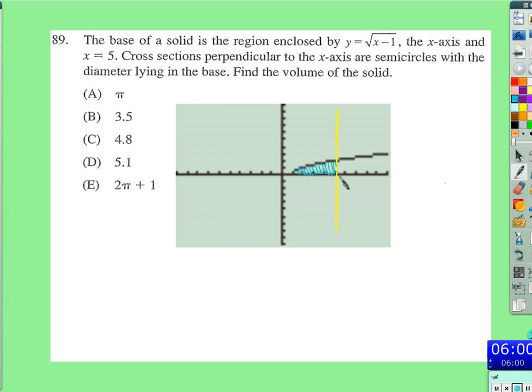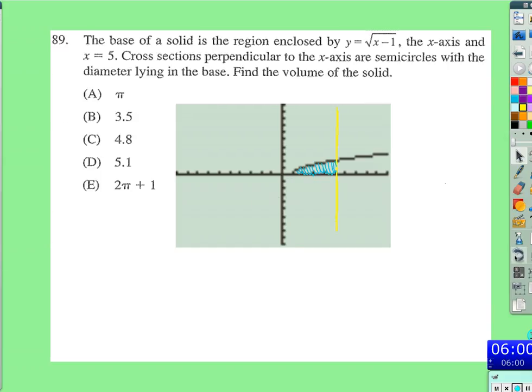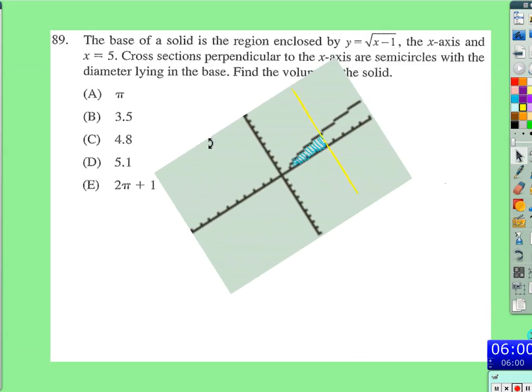And it's cross sections that are perpendicular to the x-axis. Perpendicular to the x-axis are semicircles. What does that mean? Cross sections perpendicular to the x-axis are semicircles. Means in the graph, kind of the x-axis. So let's try to visualize that if possible. Okay. Rotate it.